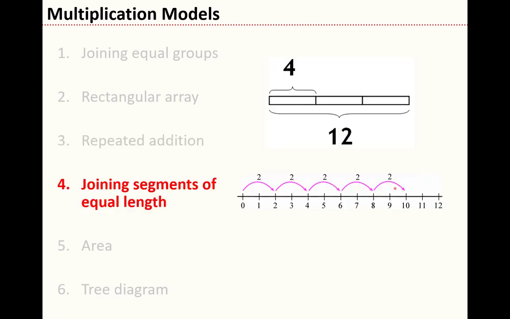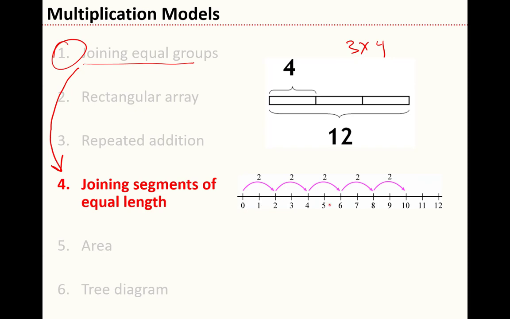Moving on. Joining segments of equal length. Now I'm moving into the realm of the continuous. With joining equal groups, I had discrete objects that I was holding and counting one by one. But a generalization to the continuous brings us joining segments of equal length. So I have a length of 4. It's not like 4 objects, it's a length of 4. And that's repeated 3 times to give me a total length of 12.